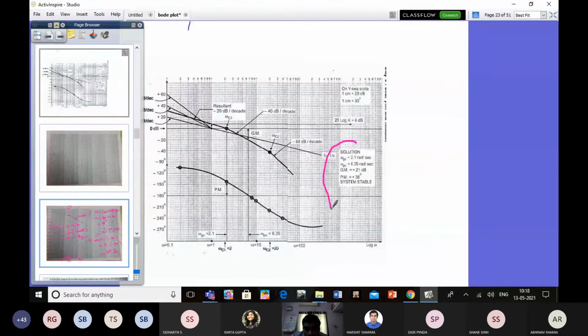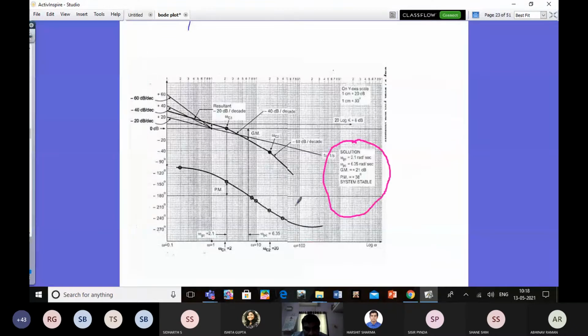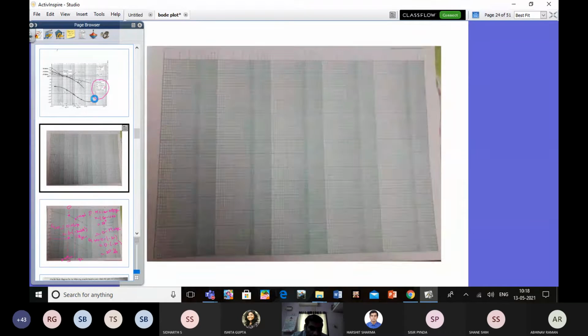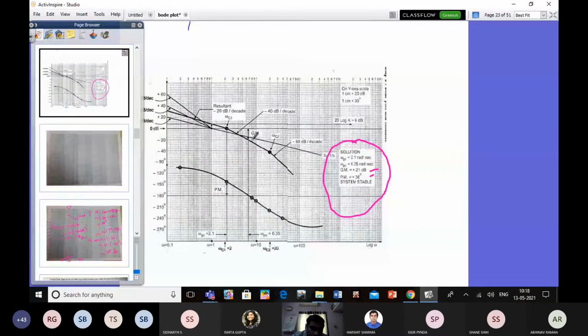I don't know why. So this is the solution given by the book. In the book, they have omega GC is 2.1 radians per second, omega PC is 6.35 radians per second, gain margin is 21 dB, phase margin is 38 degrees. We have approximately the same answer. But in the book, they followed the slope method. Directly they constructed the magnitude plot, but we have determined the magnitude by using our method. We calculate the magnitude values, then we plot the magnitude plot.